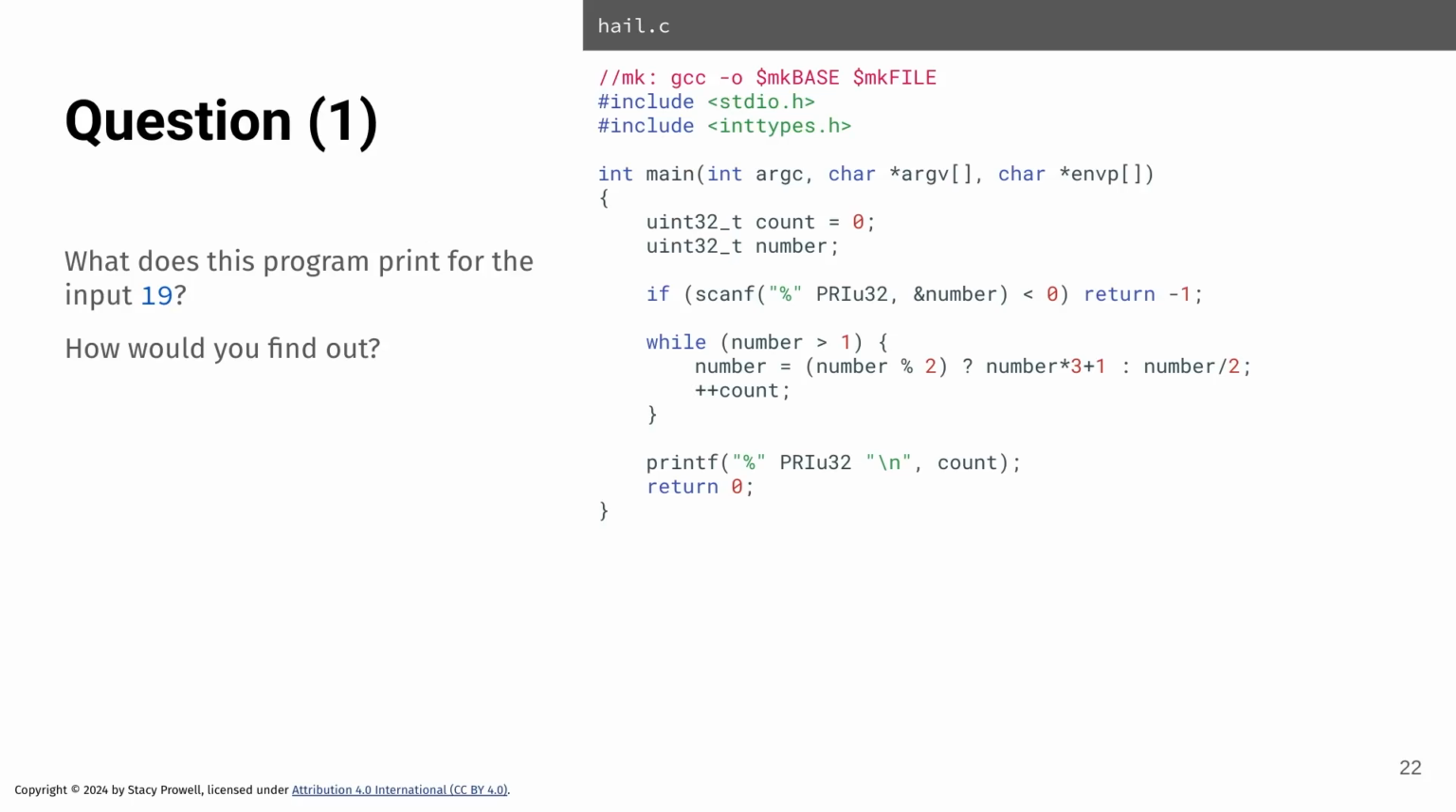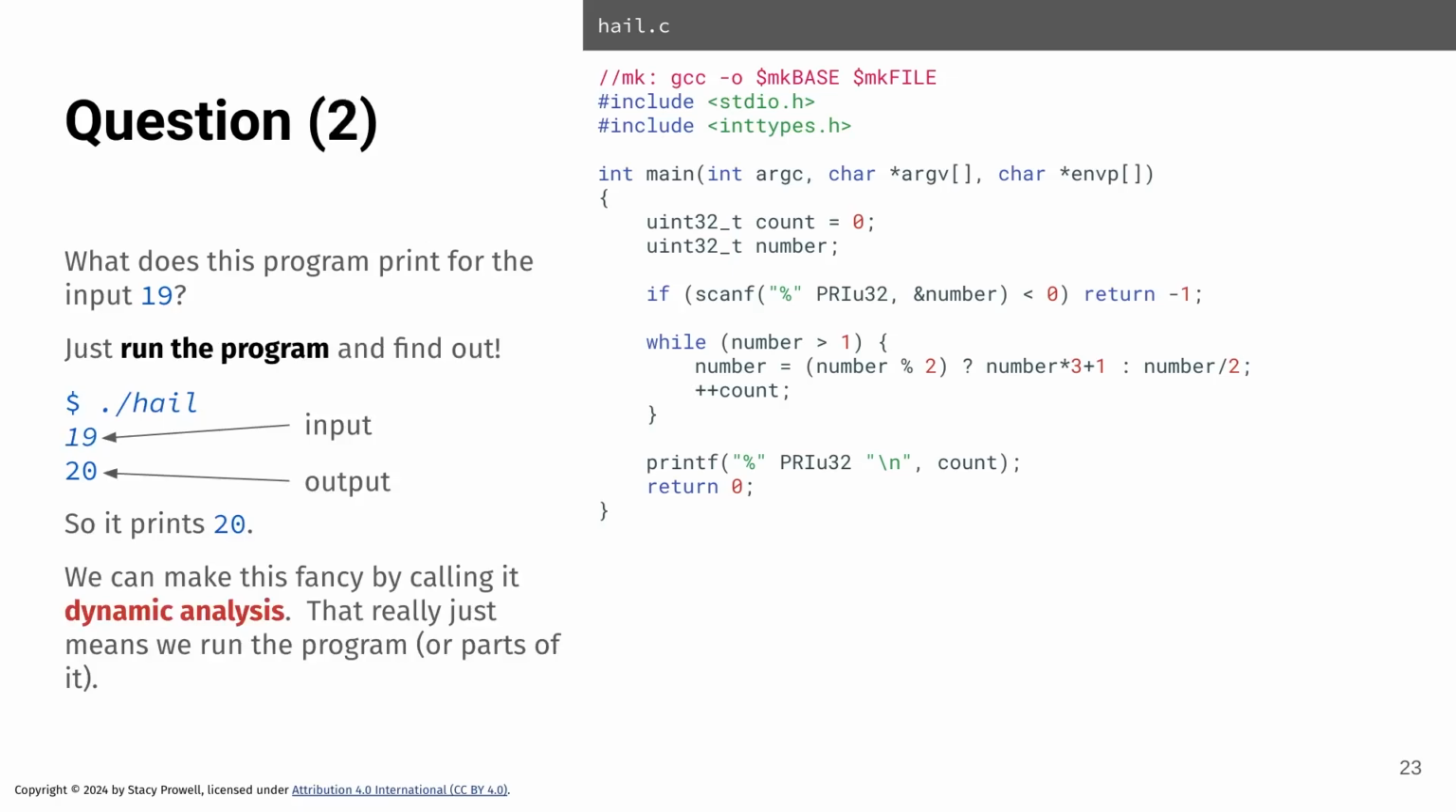Well, one way would be to compile that code and run it. Seems easy to me. We'll enter 19 and we'll see what we get. And what we get is, when we run it, we enter 19, we get an output of 20.